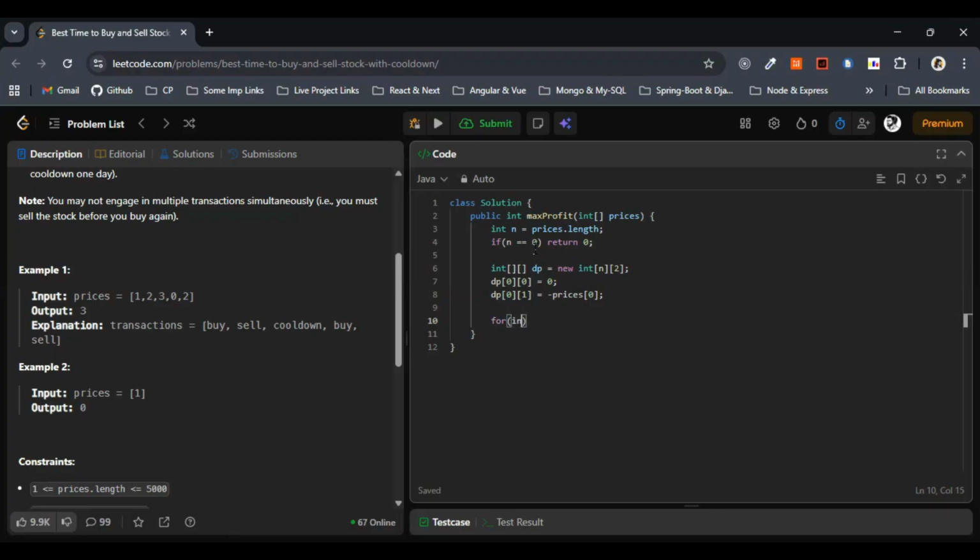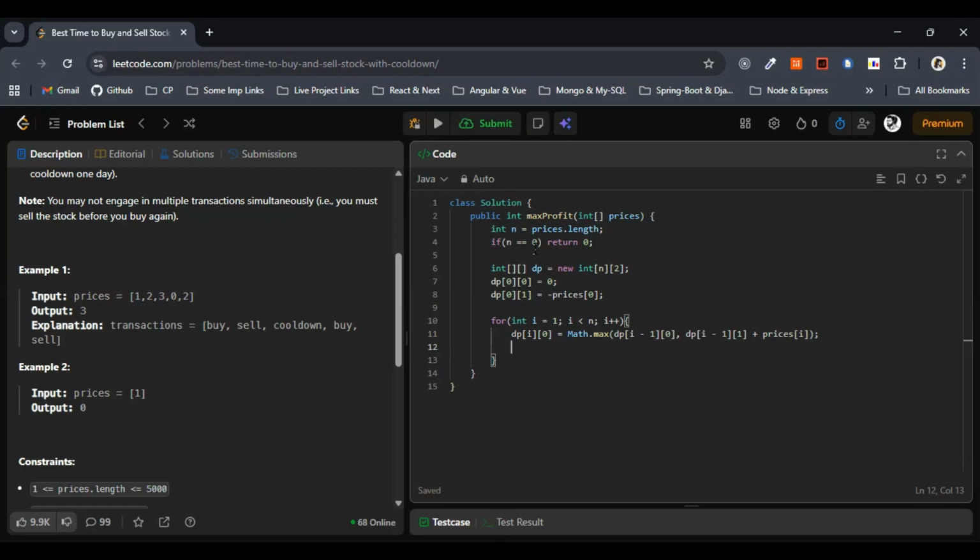So this one will be for int i equals 1, i less than n, i plus plus. Within the for loop, let's go with dp of i, 0 equals Math dot max of dp of i minus 1, 0 comma dp of i minus 1, 1 plus the prices of i. So this is fine, I believe.